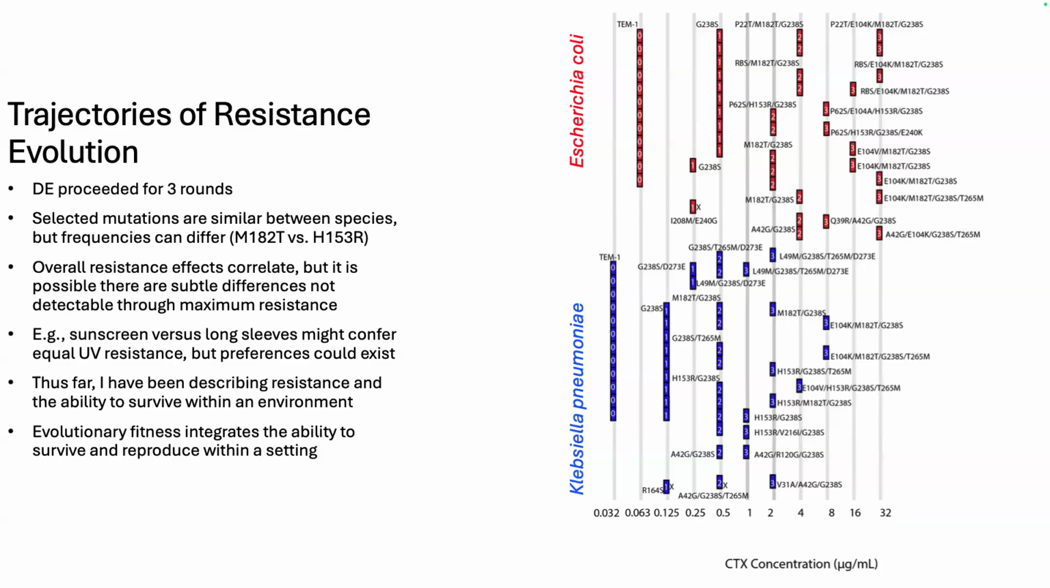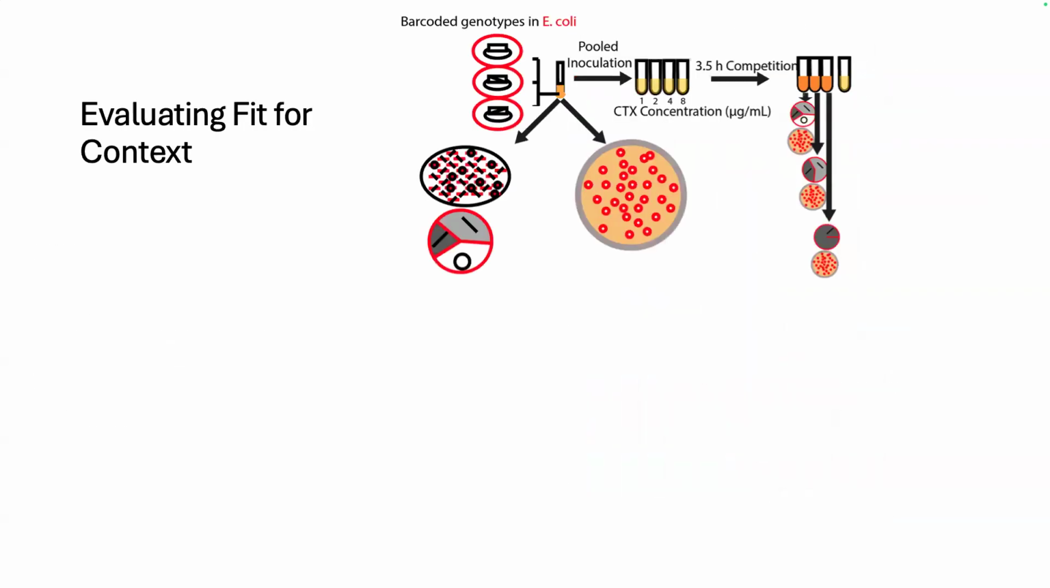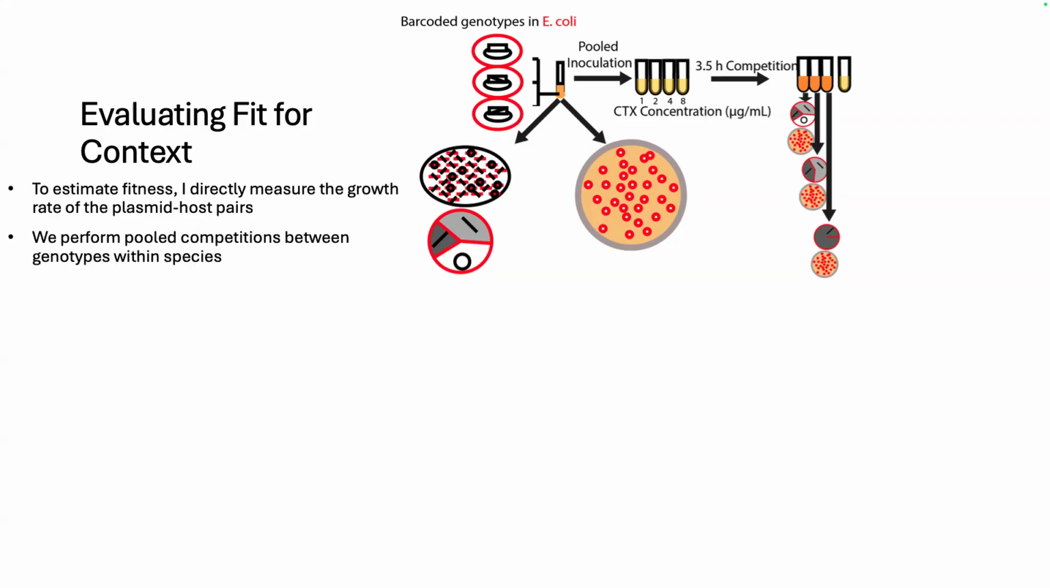And to do that, I'm going to actually change the experiment that I'm running. So for bacteria that reproduce asexually, growth rate within an environment is a pretty good proxy for fitness. And really what I'm trying to estimate here is the fitness of plasmid host pairs, which I'm measuring in pooled competitions between genotypes within species. Because that'll allow me to actually understand how the plasmid is evolving in this context. And I track 3 barcoded replicates per genotype, which are then averaged to estimate genotypic fitness.